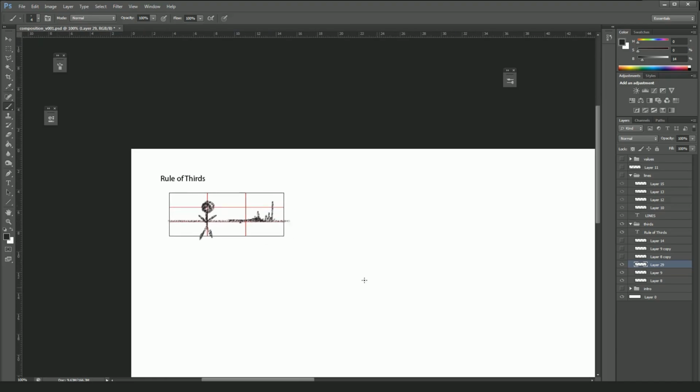So you're basically just thinking, do things that I want my eye to pay attention to go along either in here, fall in here. Like if you were to do a headshot, that's the person, that's the head, and their eyeballs will line up around this dot. Anyway, so that's basically what rule of thirds is.